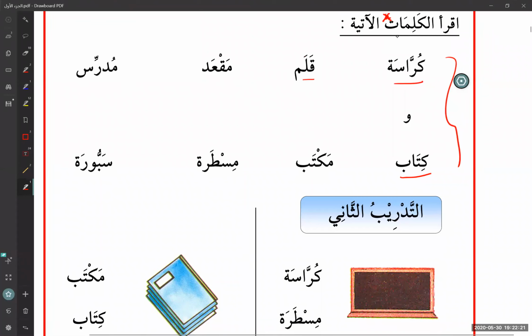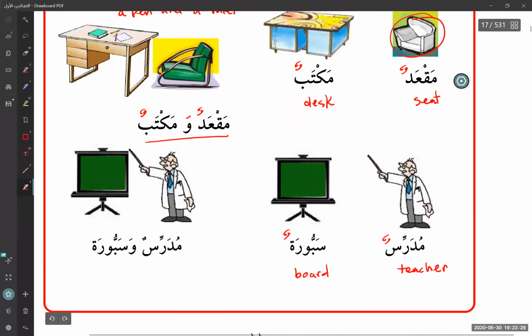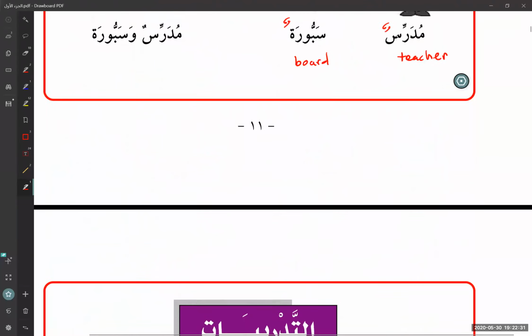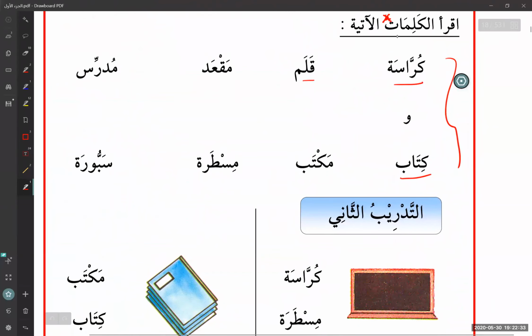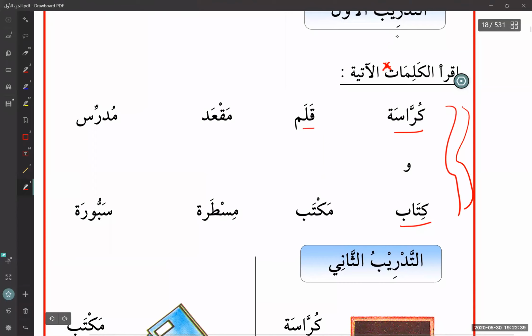Maktab, a desk. Mistara. Maybe at this point you don't know what mistara means. You're kind of confused. No problem. You go back and see that mistara means a ruler. Then you come back here and read them again. You should be reading these until you're very comfortable with what each of these words means.